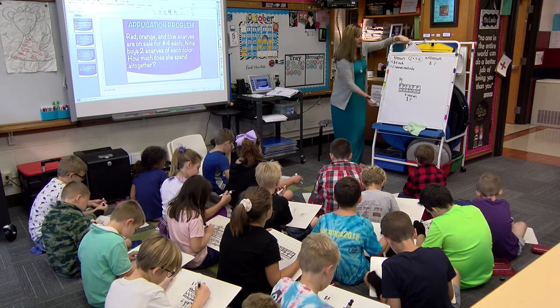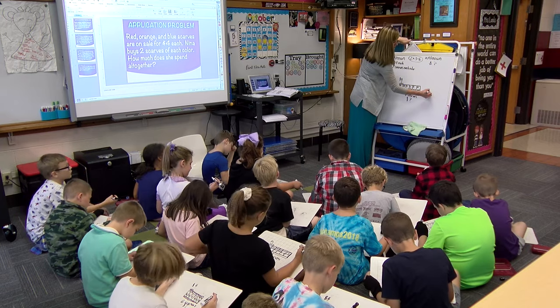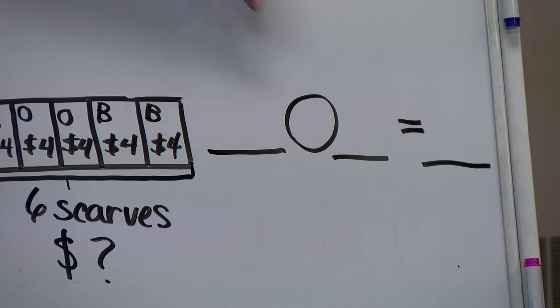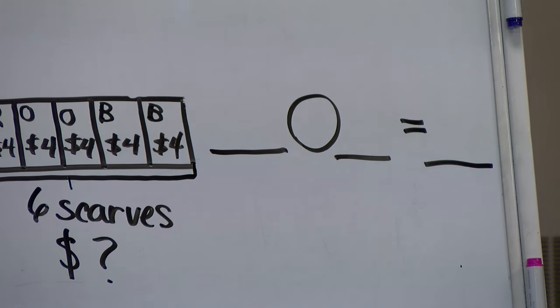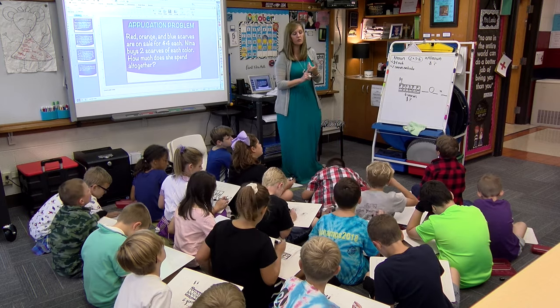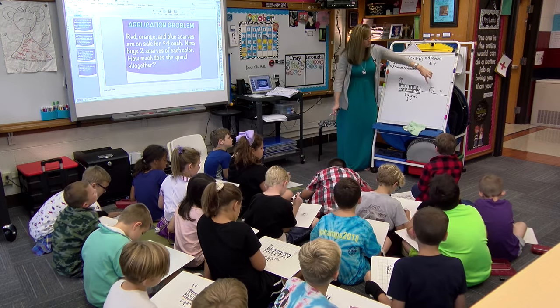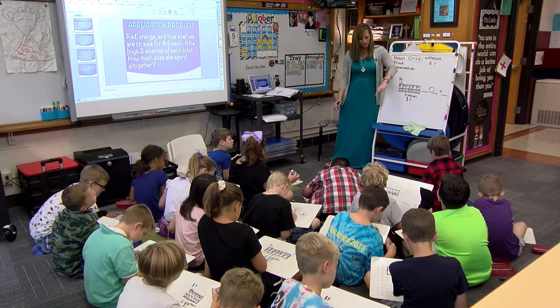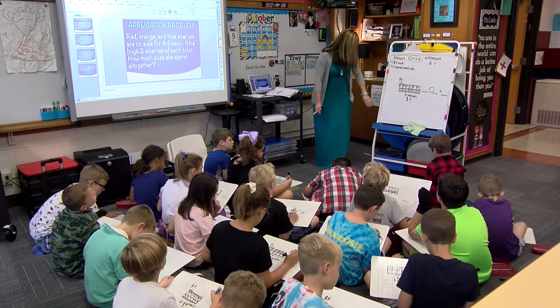So now you can solve. I want to see an equation. Right here where I have the circle, I'm not telling you whether you need to use the operation symbol for addition, subtraction, multiplication, or division. You have to determine that on your own. So right here I should see an operation symbol.